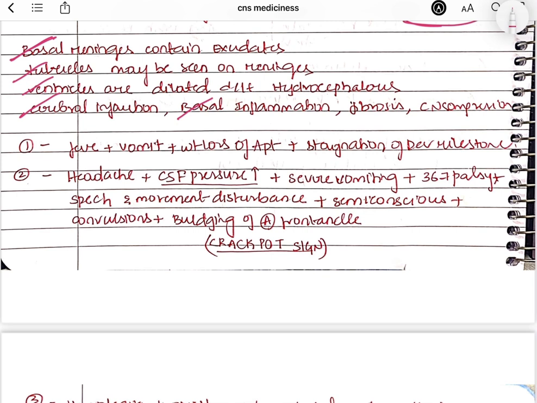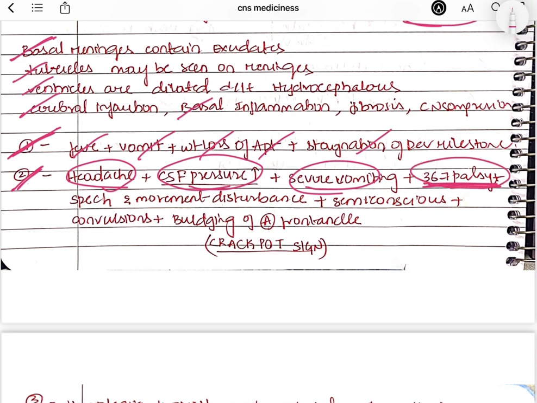Coming to the symptoms, first write the generalized TB symptoms like fever, vomiting, weight loss, loss of appetite, and stagnation of developmental milestones. Second, write the brain symptoms like headache associated with vomiting. There will be hydrocephalus, so a rise in intracranial and CSF pressure, and also compression leading to nerve palsies, which are third, sixth and seventh nerve palsies. Other symptoms include semi-consciousness, convulsions, and speech and movement disturbances.